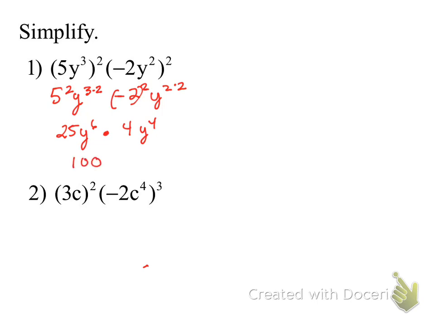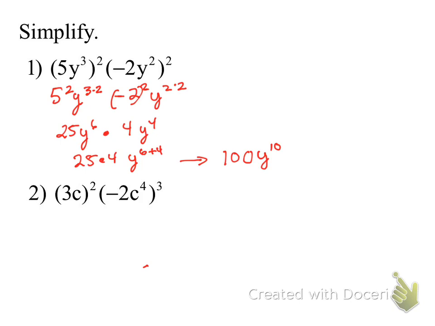Now, I'm going to multiply 25 times 4, and what do we get? 100. 100. And this time, what am I doing, Nicole, with y to the sixth and y? Right. Now we add them. So it becomes 100 y to the 10th. Okay, you guys do number 2. Go. I want you to do those in between steps.